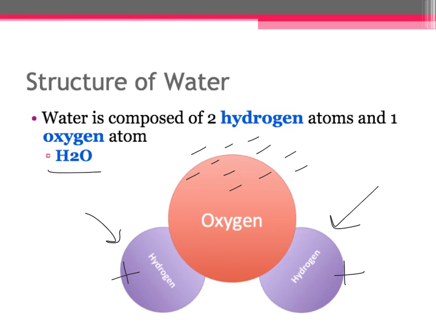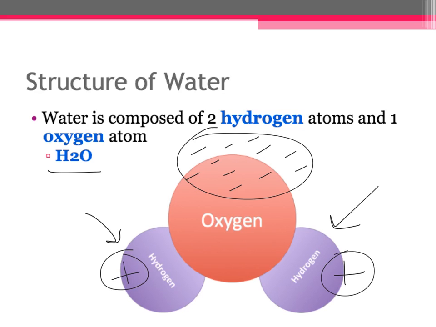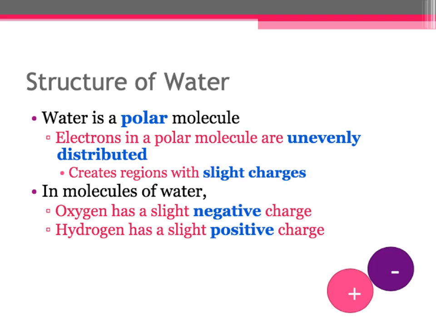So in comparison to oxygen, it is positively charged. When you have the uneven distribution of charges, oxygen is much more negative and hydrogens are more positive. That is called polar. So water is a polar molecule. So this slide has the words to what I just explained, basically. Electrons in a polar molecule are unevenly distributed, creates regions with slight charges. The oxygen, again, is negatively charged. The hydrogen is slightly positively charged.